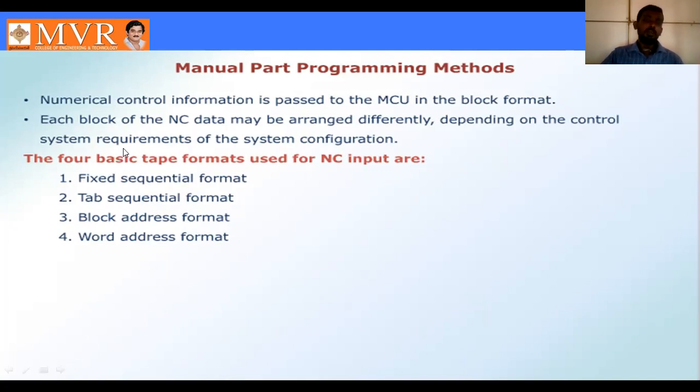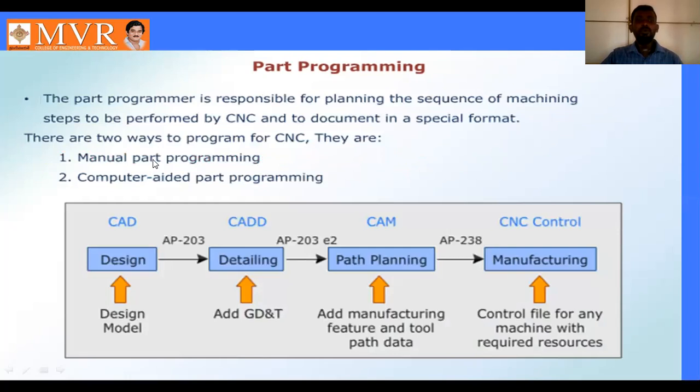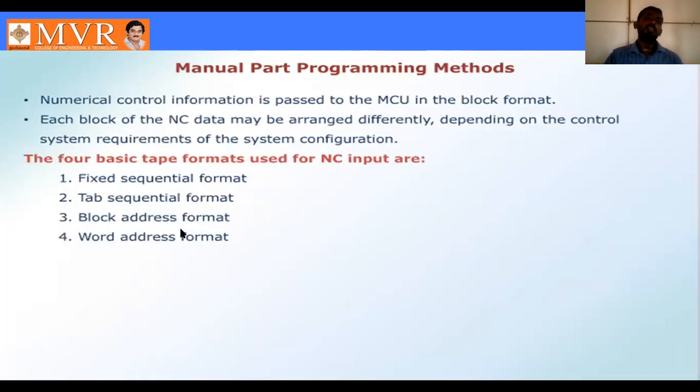So these are the manual path programming methods. See here, we can write the program for CNC one. We have two methods. The first one is manual path programming one. The next one is CNC path programming one. So these are the two steps one. It is a manual one.